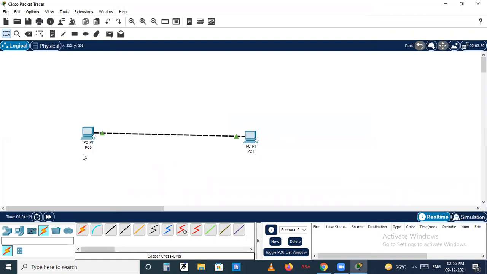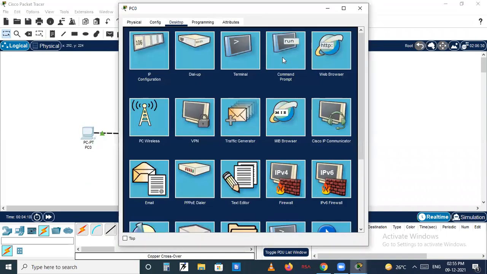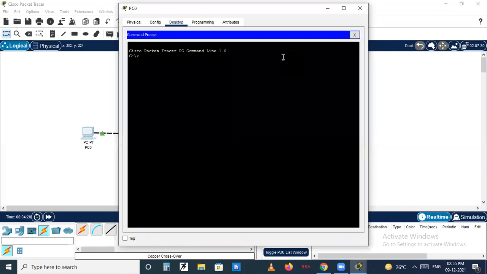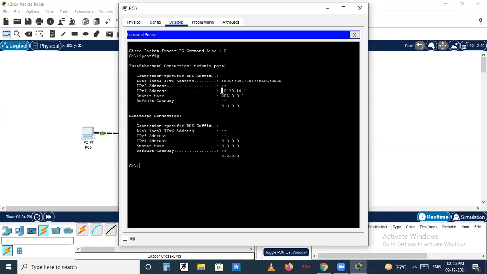So what is the meaning of communication between these two systems? First, let us suppose I'm clicking on this and opening the command prompt. So ipconfig means I want to know the IP of this by using a command. So this is the IP of this one. You can see I'm configuring this.